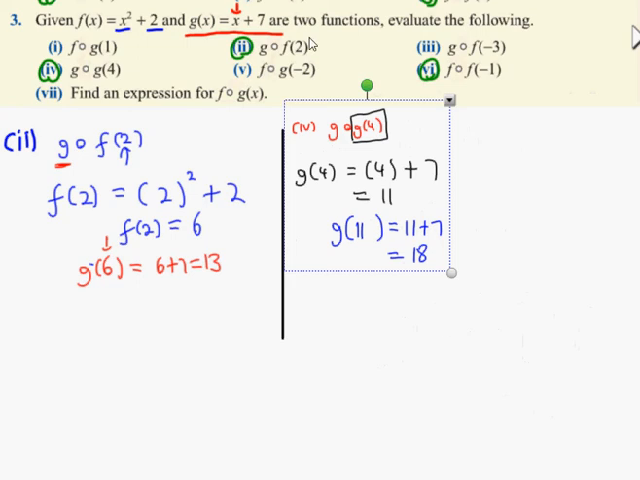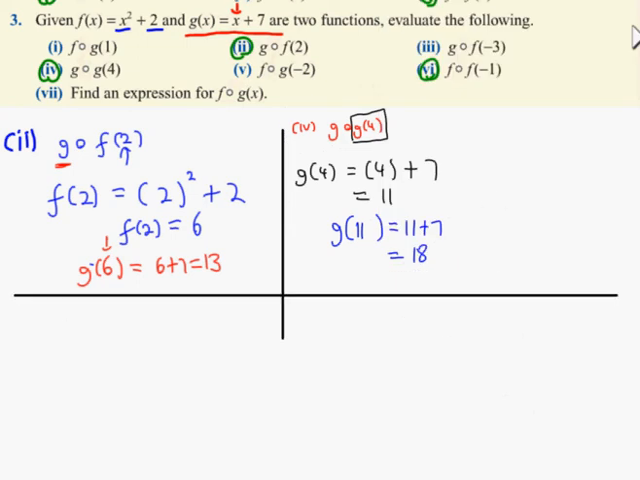Okay, so next one after that is part 6. And we're going to go with Dennis. Part 6, what do you think you're going to do?